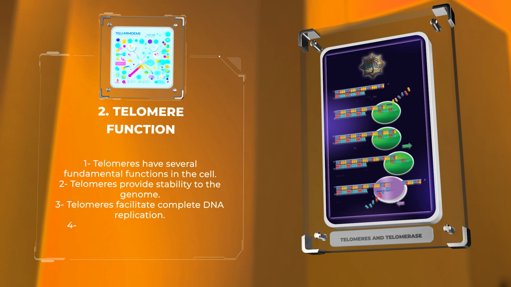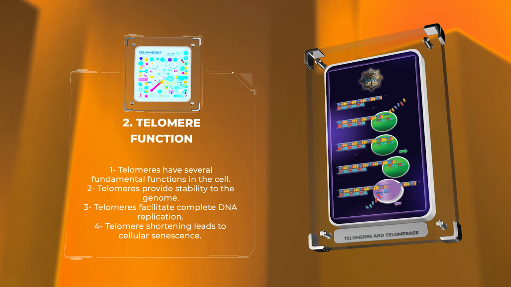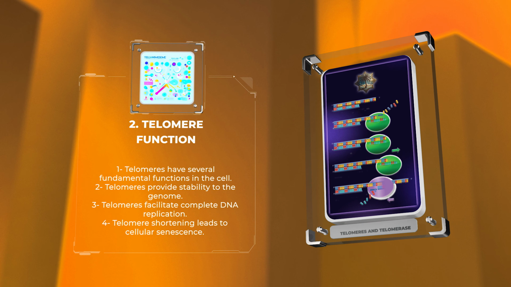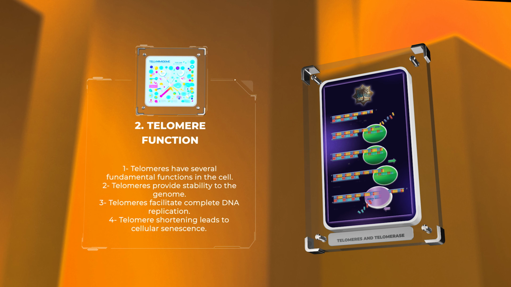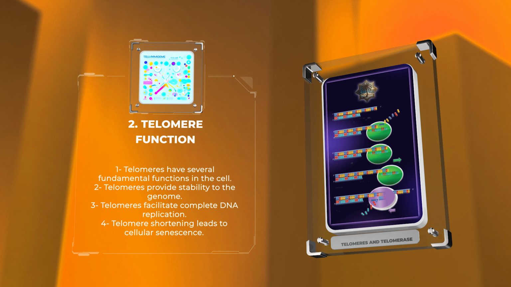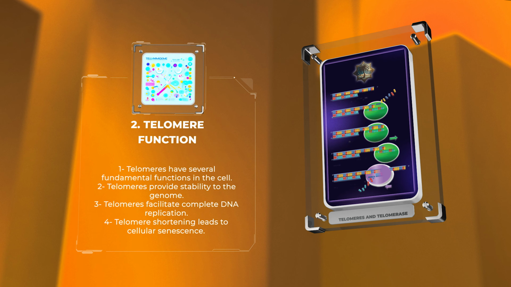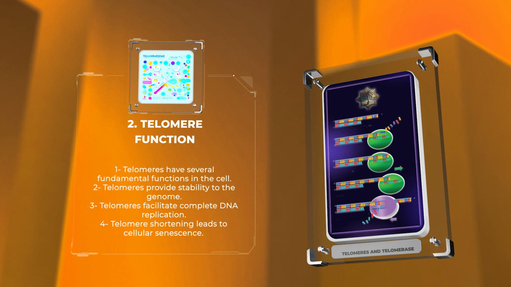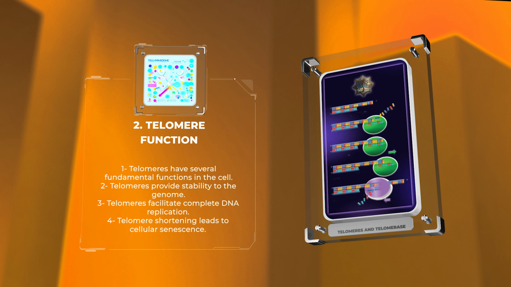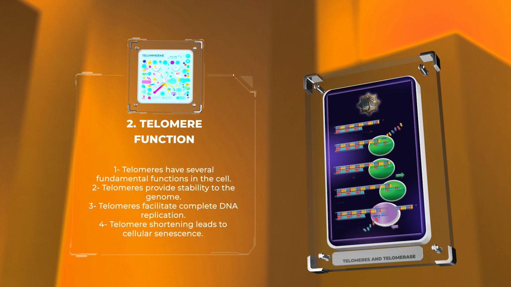Firstly, they provide stability to the genome by preventing the recognition of chromosome ends as double-stranded breaks, thus averting inappropriate DNA repair mechanisms. Secondly, telomeres facilitate complete DNA replication by serving as a replicative buffer zone. Due to the end replication problem, DNA polymerases are unable to fully replicate chromosome ends, resulting in gradual telomere shortening. This process contributes to the aging of cells and ultimately leads to cellular senescence.